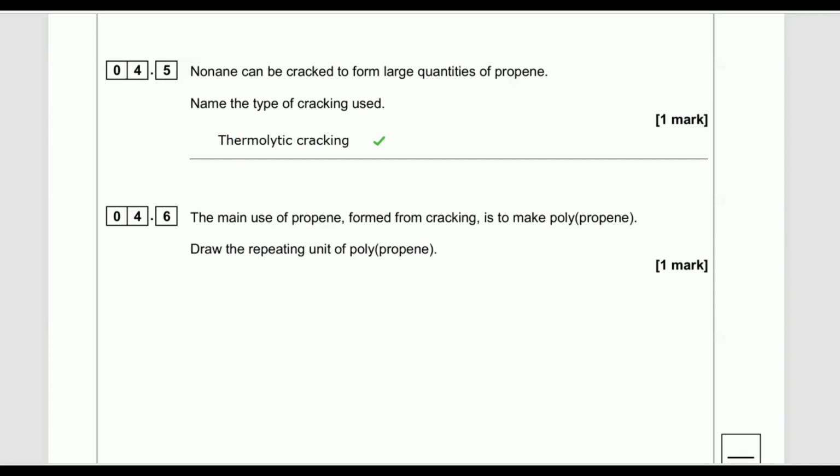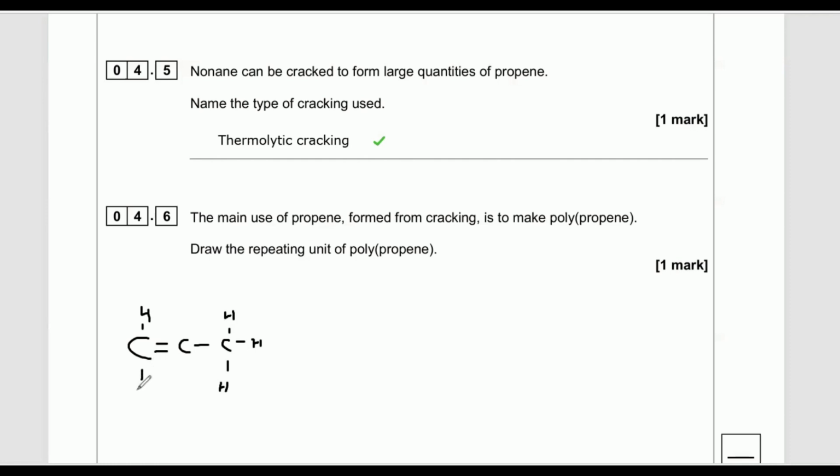Okay. 4.6, the main use of propene formed from cracking is to make polypropene. Draw the repeating unit of polypropene. So I'm going to go through the common mistake here. That's not so bad, actually, what they've asked for there. But let me just show you what can mess people over.